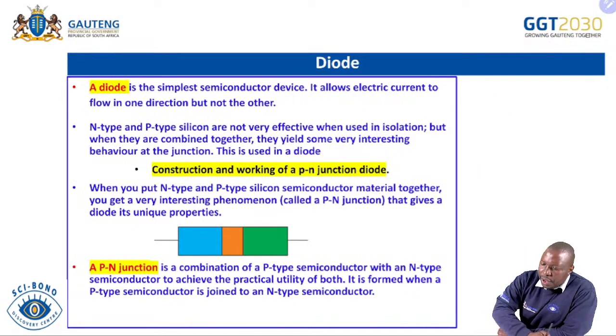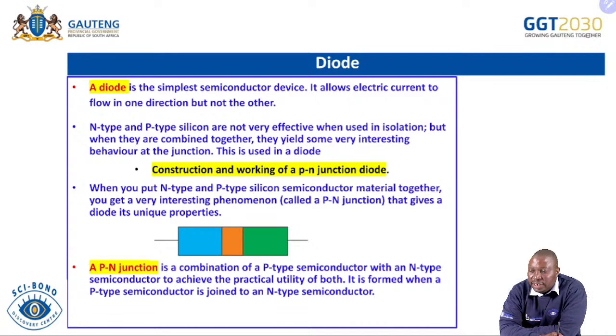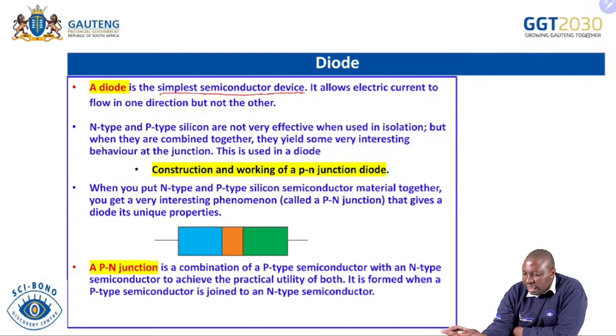Now, we have what we refer to as a diode. It's very much important that you understand that we have a diode. A diode, we're saying, is the simplest semiconductor device. So now we're talking about devices, because we must be able to use them. Why are we creating these diodes if we're not going to use them? So the simplest semiconductor device allows current to flow in one direction, not the other direction.